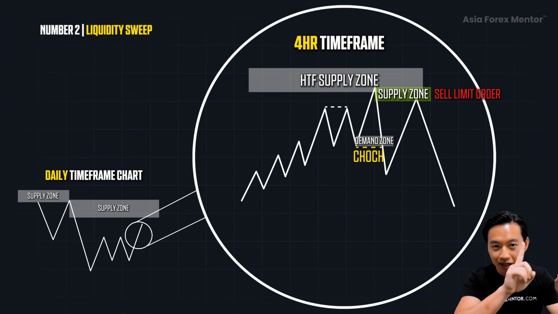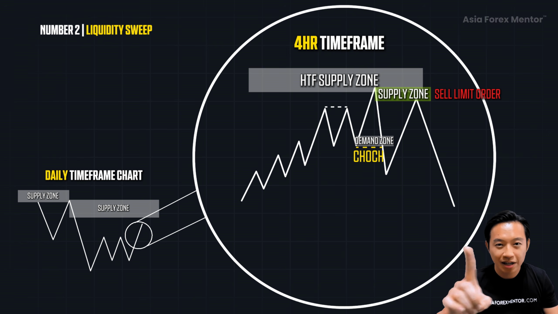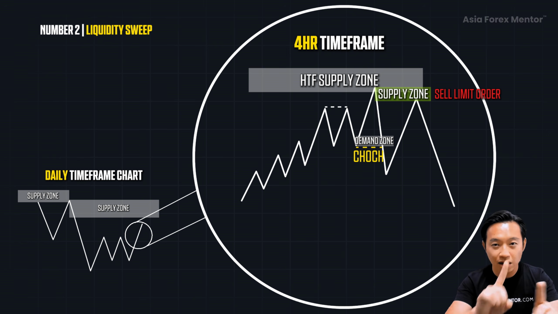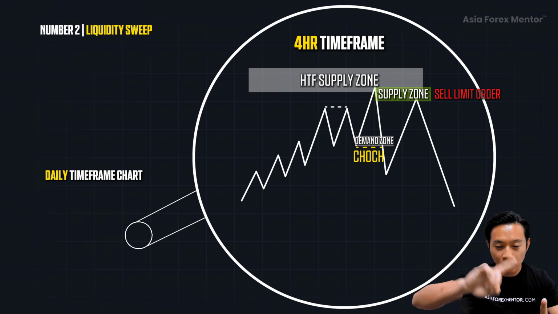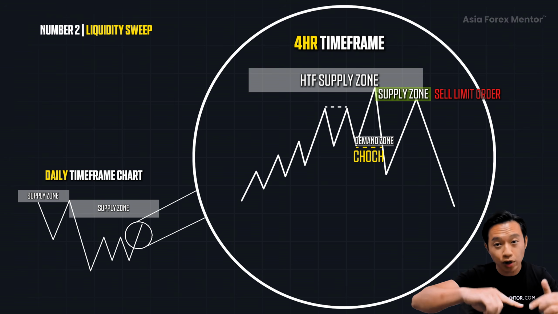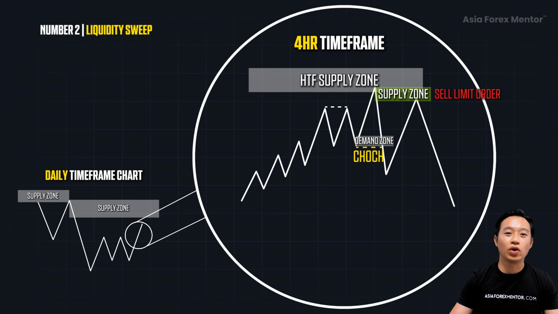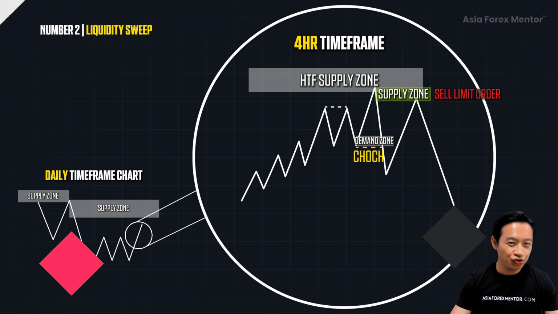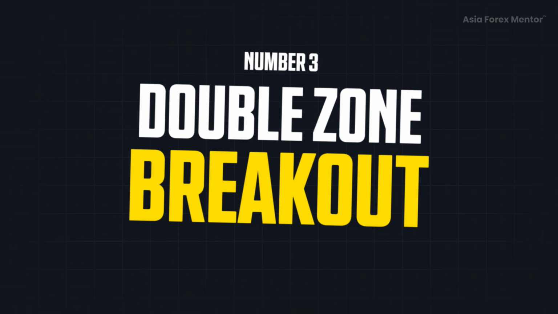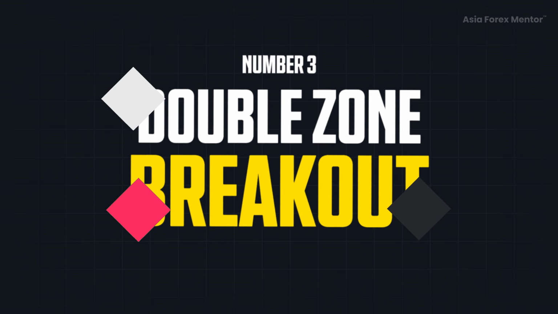Cool? Switching from, in this case, key number 2, where we talk about liquidity sweep, and then we also learn about not just looking at one time frame, but also switching time frames from higher to lower time frame itself, or from lower to higher time frame as well. So now let's proceed to key number 3, double zone breakout.